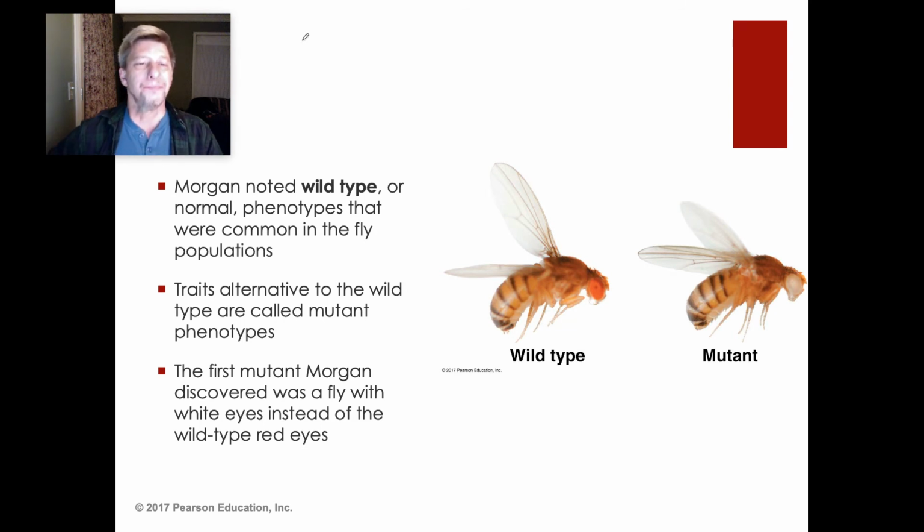wild-type fruit flies, the most common fruit fly, and the fly on the left is the wild type. But there are traits out there that are alternative to the wild type, and we call these the mutant phenotypes. Now, the first mutant that Morgan identified was a white-eyed individual. Look at this guy, all right? Funky-looking white little eyes instead of the wild-type red eyes. And so this is the mutant or alternate trait for eye color. So 2 alleles, red eye, white eye, but they're both the eye color gene.